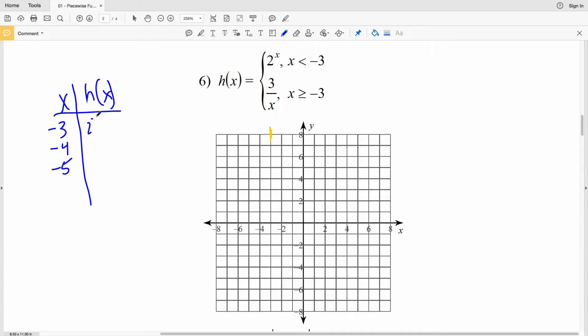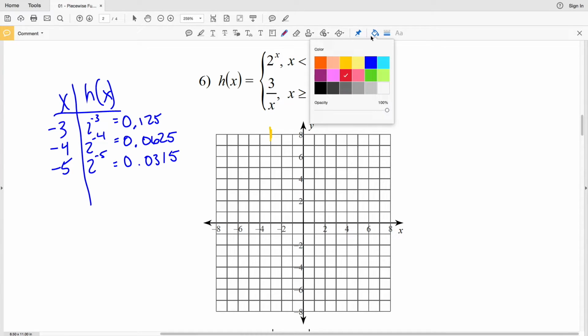So entering in negative 3, I'll have 2 to the negative 3. When I enter in negative 4, I'll have 2 to the negative 4. And then when I enter in negative 5, I'll have 2 to the negative 5th. 2 to the negative 3 equals 0.125. 2 to the negative 4th equals 0.0625. And then 2 to the negative 5th equals 0.03125. So as we go to the left towards negative infinity in the x, we're getting closer to 0.